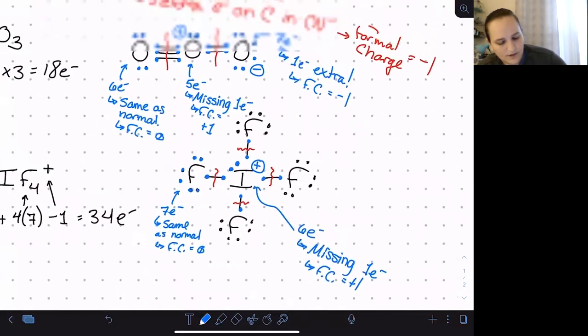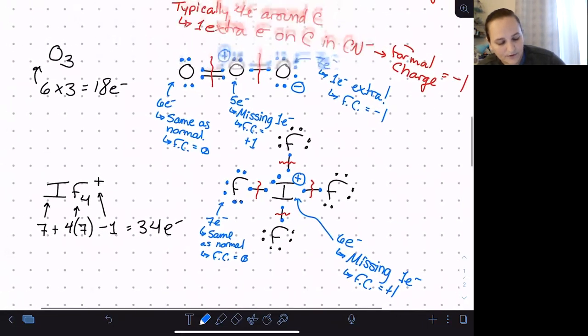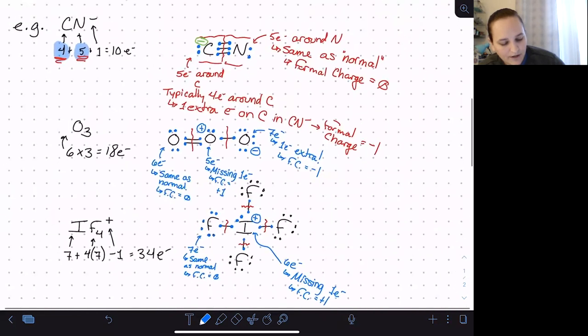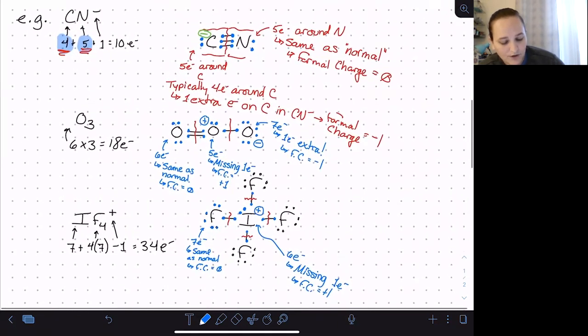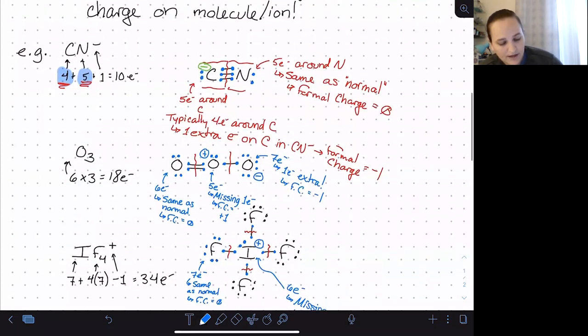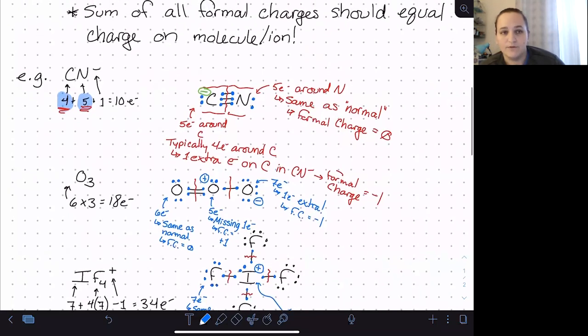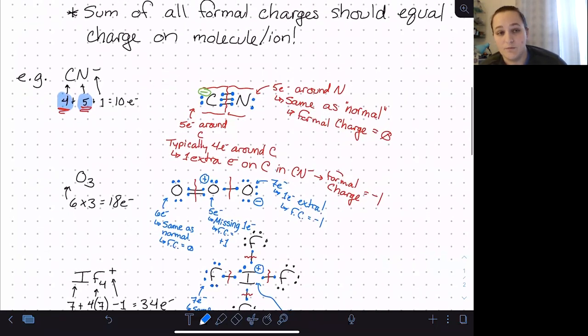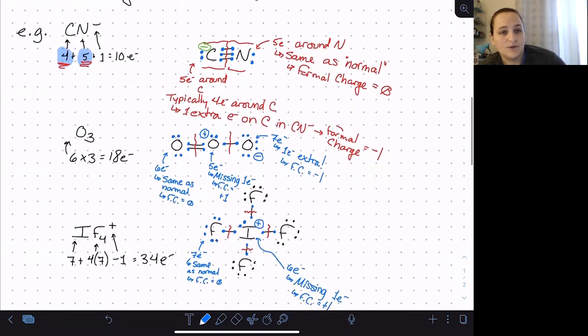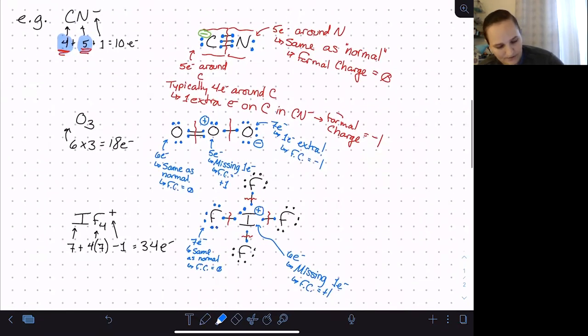One other thing to notice that can be helpful when you're checking your formal charges and checking your structures for numbers of electrons is this idea that the sum of all of your formal charges should equal the charge on the molecule or ion. So in the case of CN-, we have a -1 charge. That means the sum of all of my formal charges should be -1. And I had 0 and -1. 0 plus -1 is -1, so that works.